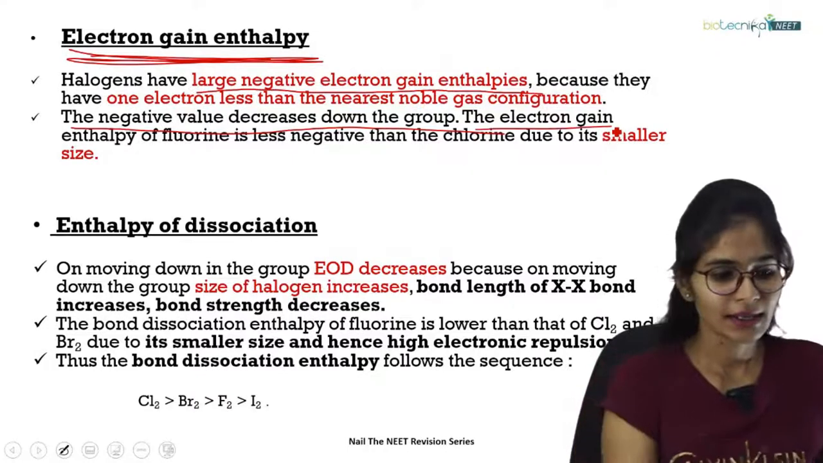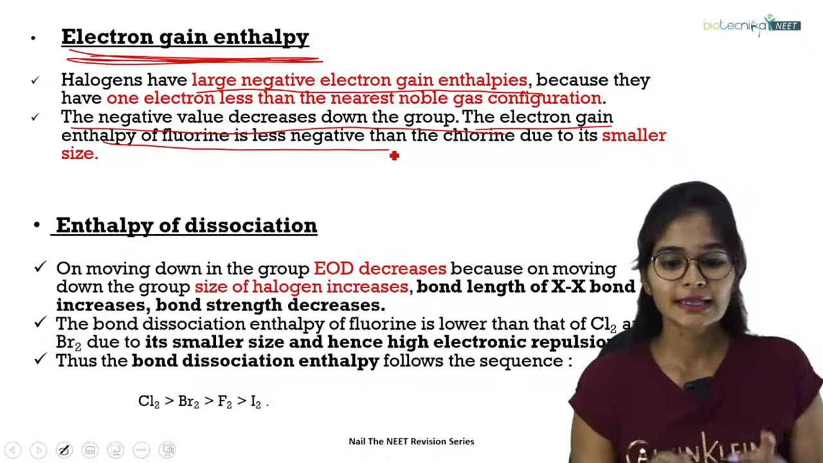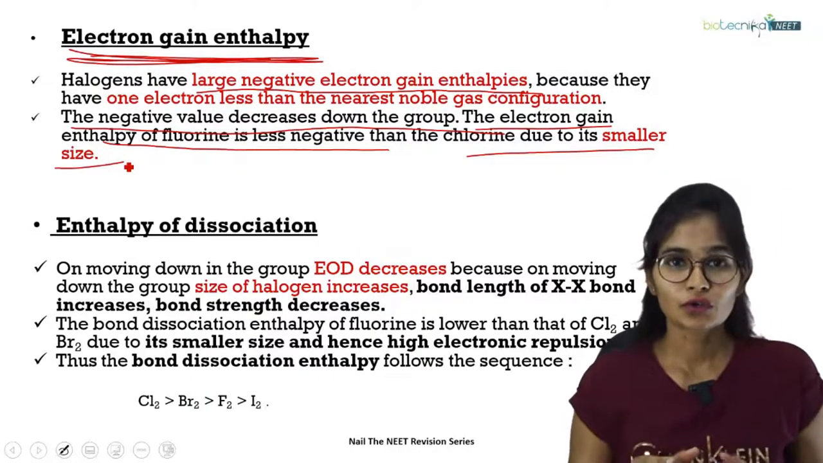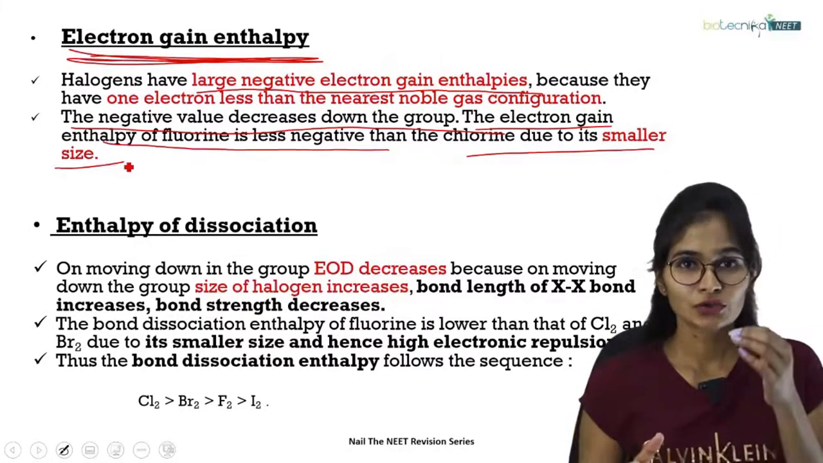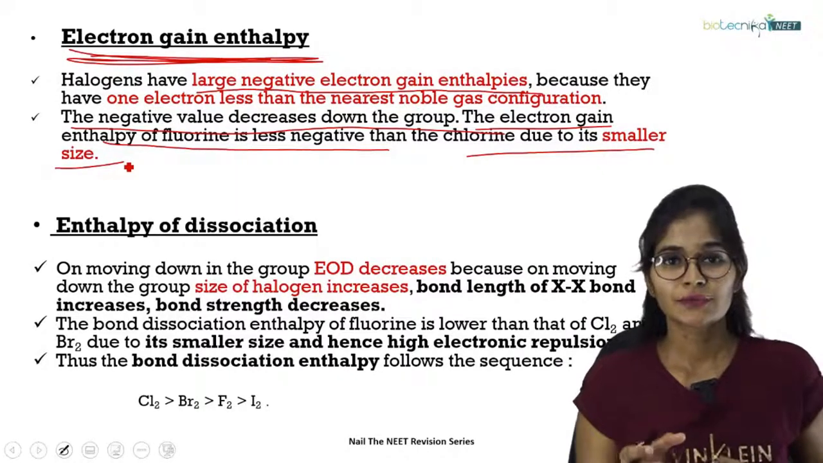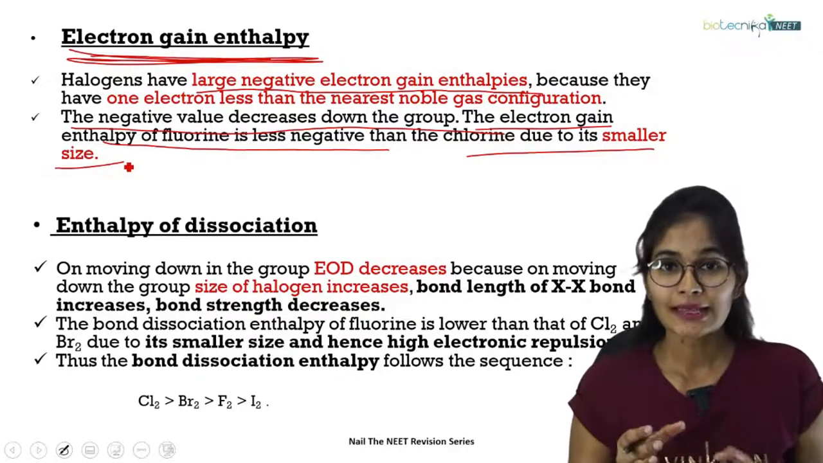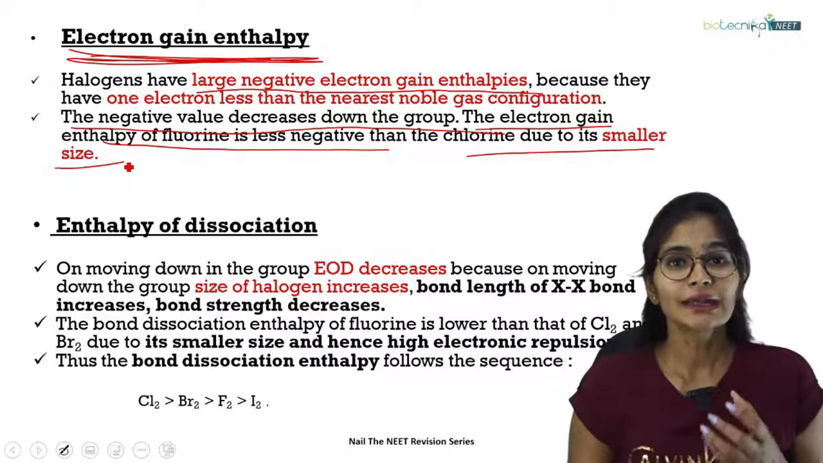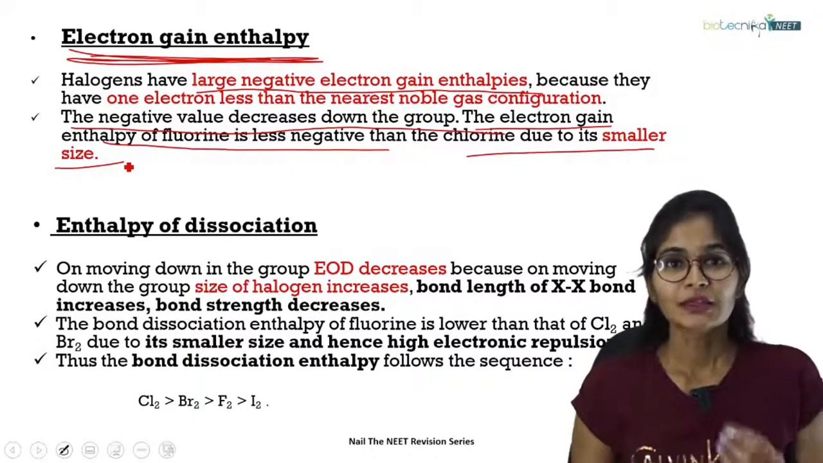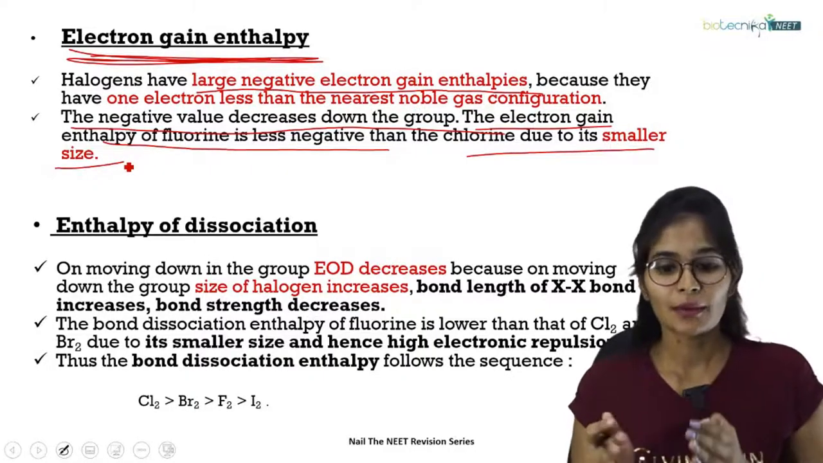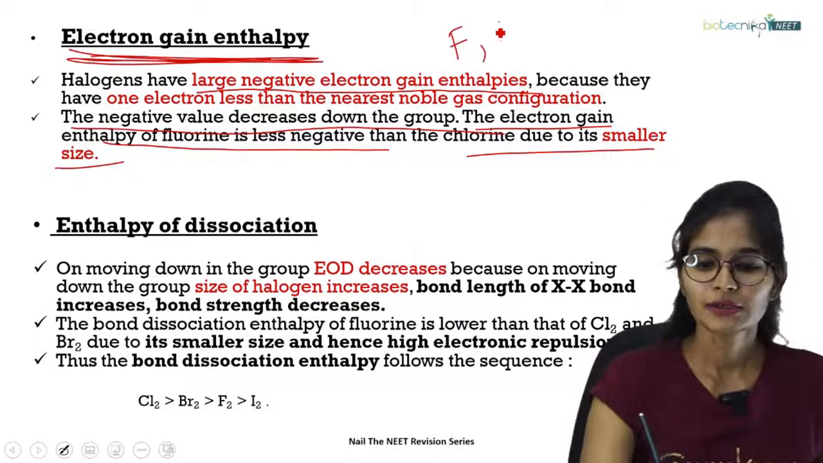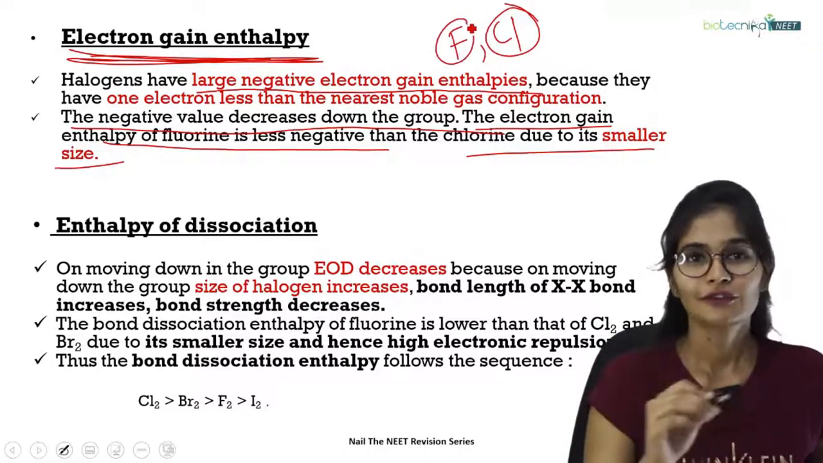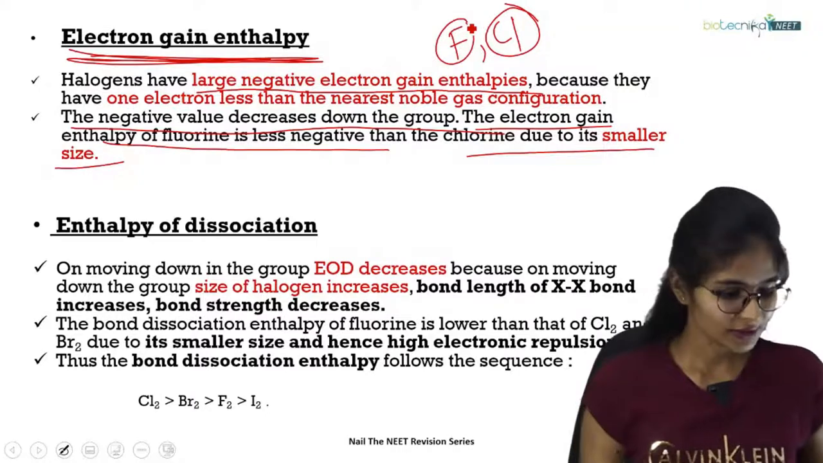The electron gain enthalpy of fluorine is less negative than that of chlorine due to its smaller size. The smaller size of fluorine causes its electron affinity to go down compared to chlorine. Why? Because fluorine has a smaller size, there will be electron repulsion. Because of that electron repulsion, whenever we compare fluorine and chlorine, chlorine will have more electron affinity than fluorine. So this is electron gain enthalpy.